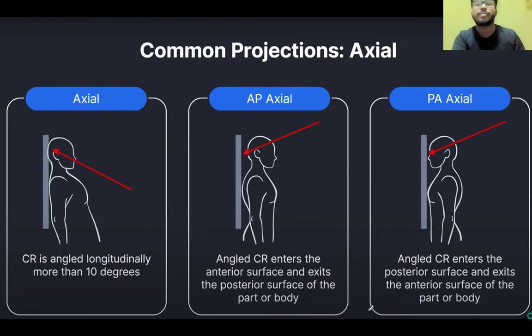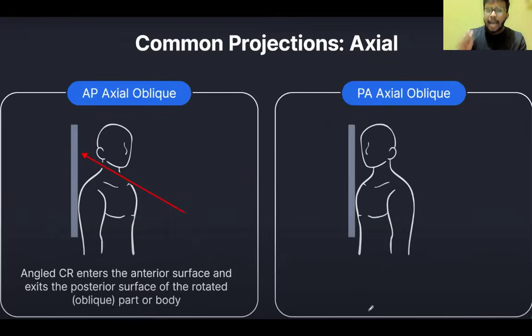Clear? Yes. Then AP axial oblique, PA axial oblique. Already we have discussed that oblique means a rotated part or body. Axial means an angulated projection. AP means the central ray enters through the anterior surface and exits through the posterior surface. So AP axial oblique means an angulated projection entering through the anterior surface and exiting through the posterior surface of a rotated part or body.